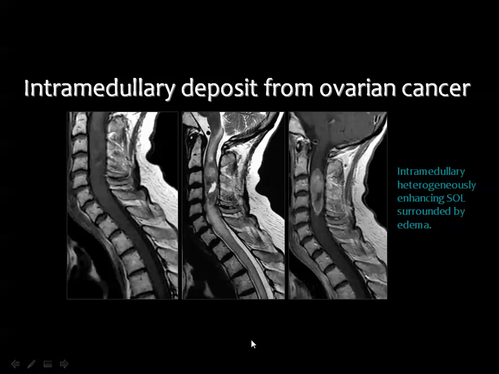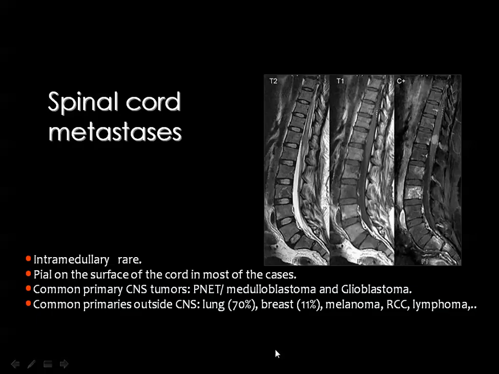Then this patient had ovarian cancer with an intramedullary lesion, and this lesion expands the substance of the spinal cord, and it shows heterogeneous increased signal in the T2 weighted image with diffuse cord edema above and below the site of the lesion. After contrast enhancement, you see almost homogeneous post-contrast enhancement. The presence of a non-primary with an intramedullary lesion is suggestive of metastatic disease.